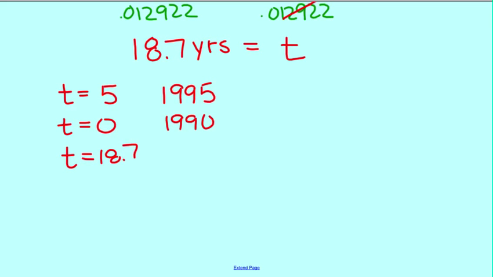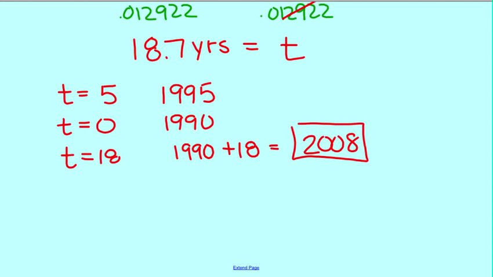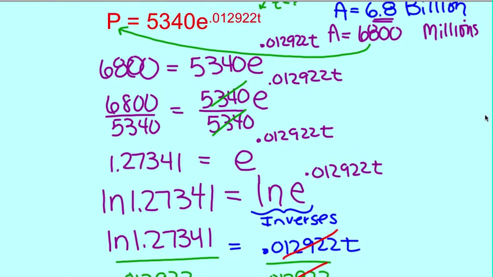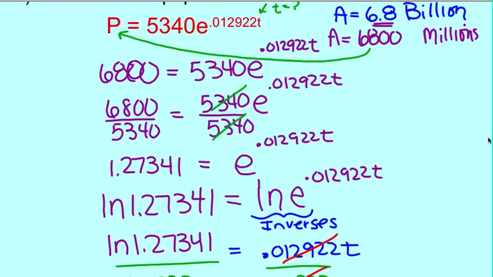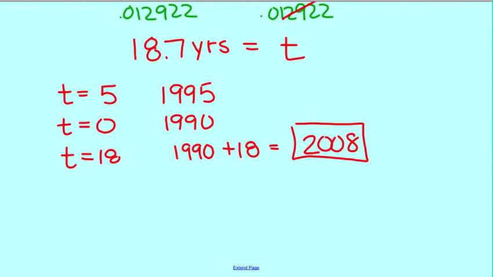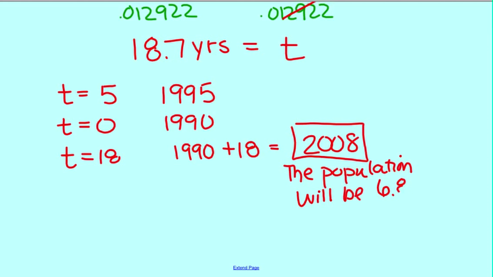So I'm just going to drop the 0.7. That's like 3/4 of a year. And we're going to take 1990 and add 18 years to it. And the year that this is true is 2008. In 2008, you will have a population of 6.8 billion. So in 2008, the population will be 6.8 billion.